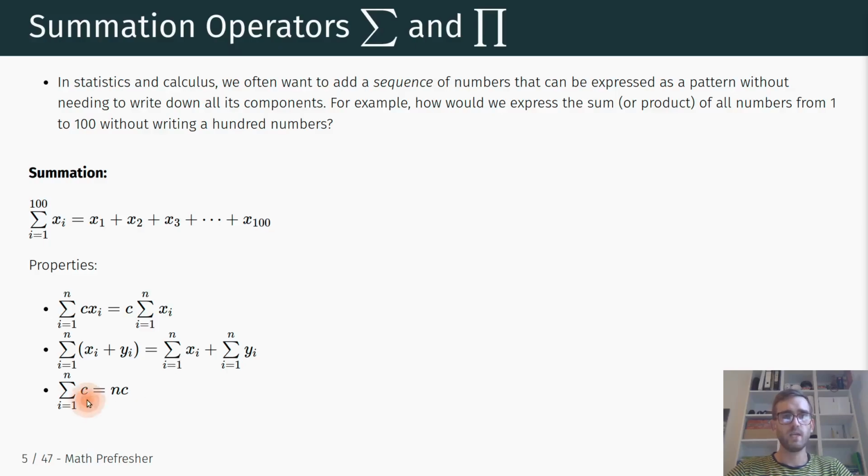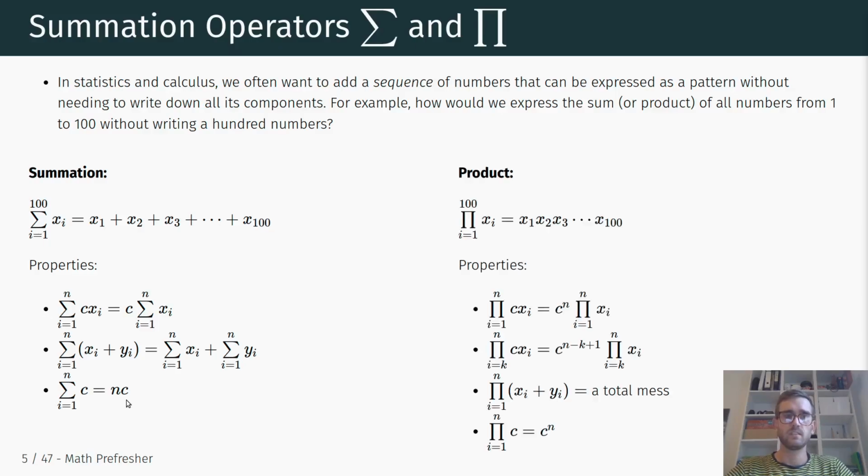Lastly, if we have a sum of a sequence where the only element is constant, so the c doesn't have a specific index, then this is simply equivalent to adding c to itself n times, so we can of course write this as n times c. Okay, so this is for the sum operator.